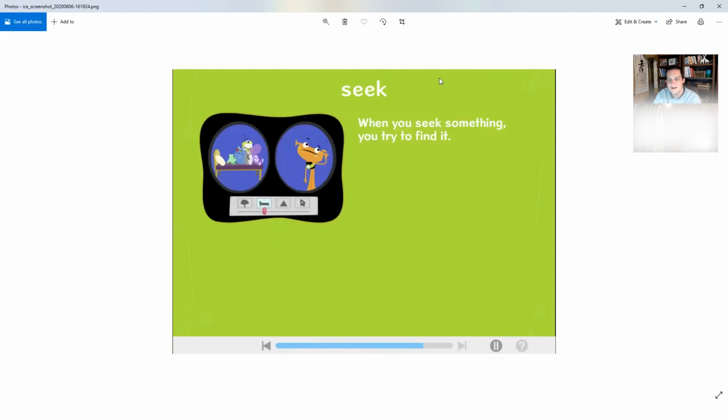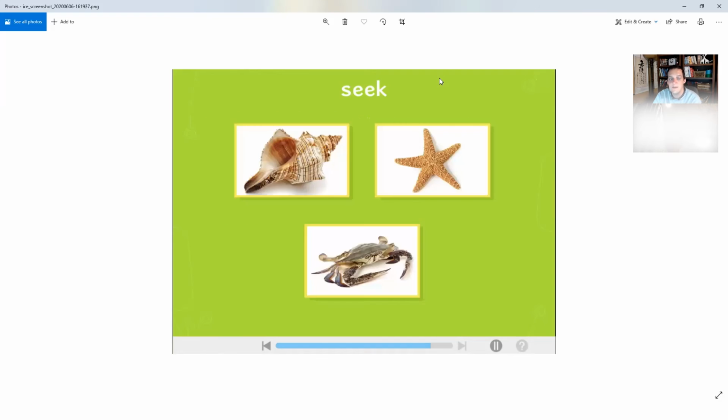Oh. So what is it, seek? When you seek something, you try to find it. Yeah, very good. So seek something means to try to find. So in this one, they're trying to find the green monster. To search, to look for, to seek. These are all synonym words, same meaning.